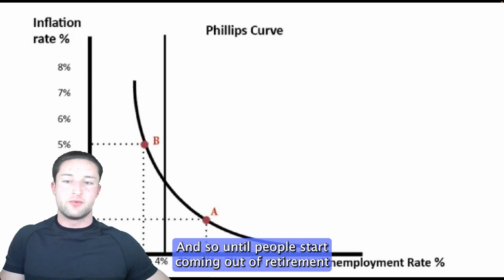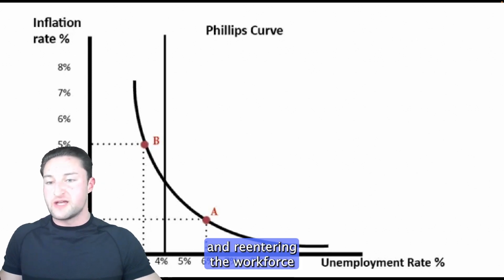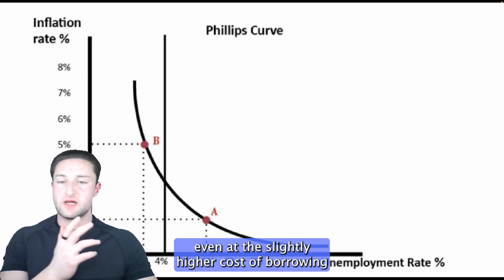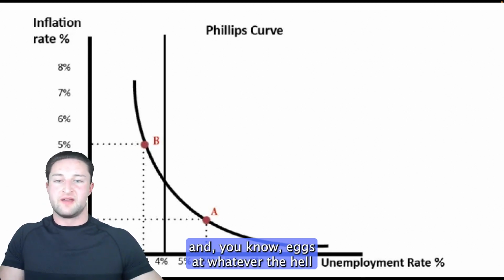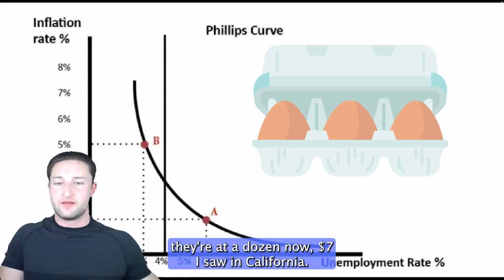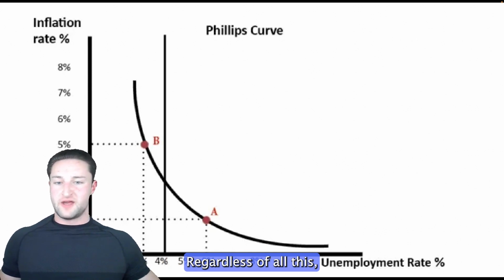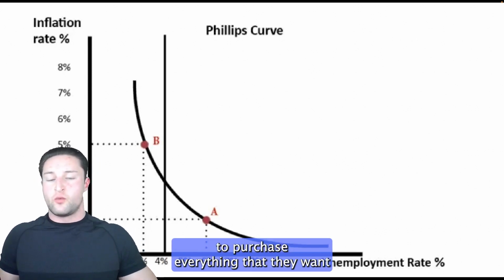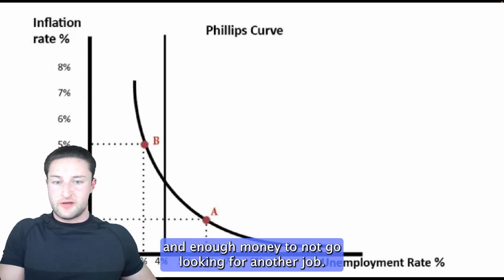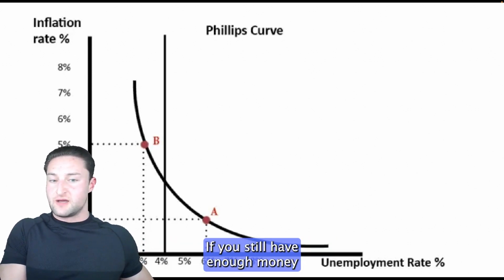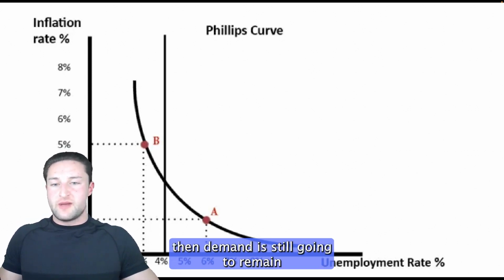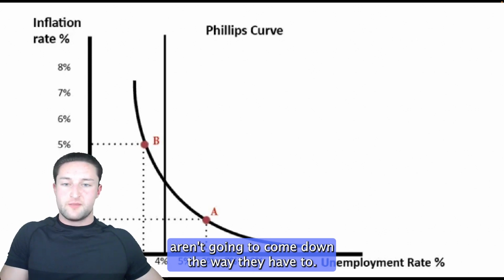And so until people start coming out of retirement and re-entering the workforce to try and bring this metric back, even at these slightly higher costs of borrowing and eggs at whatever they're at a dozen now, like $7 I saw in California, right? Regardless of all this, if people still have enough money to purchase everything that they want and enough money to not go looking for another job, that would be the biggest thing. If you still have enough money to comfortably not have to work, then demand is still going to remain elevated to the point that prices aren't going to come down the way they have to.